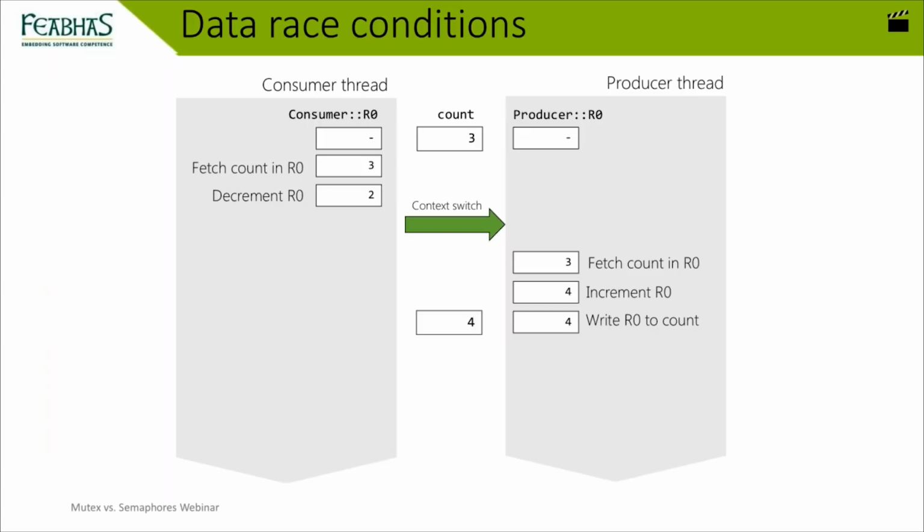At some point later, we're going to context switch back. And as part of that context switch, we restore consumer R0 from what it was. So that's going to restore it back to 2.